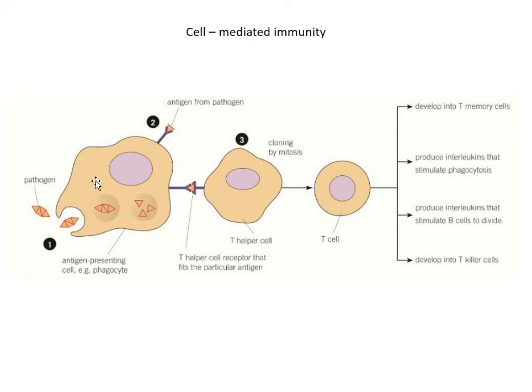So interleukin-1 is produced from whichever cell this is, and then that's going to get the T helper cell to produce interleukin-2, and that will then become a mature T cell. And if we're going to clone this one, it's going to be by mitosis. This can then do lots of other things, and we'll come to this in a moment.